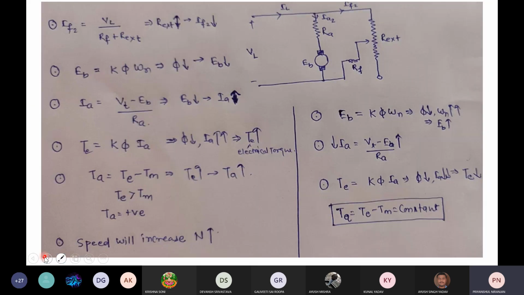So here is the diagram. VL is the terminal voltage, IL the current, and I am not disturbing the armature winding. Here only RA is the armature resistance and EB is the back EMF. I am just adding the external resistance Rext, connected in series with the field winding resistance. So we disturb the field winding.